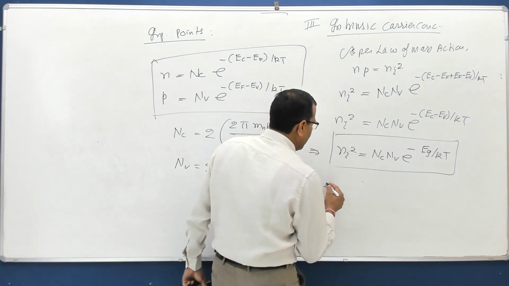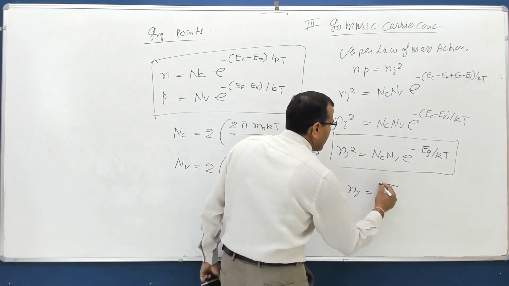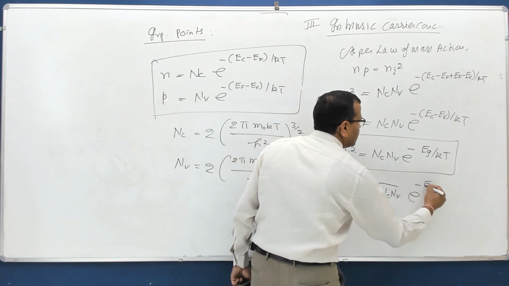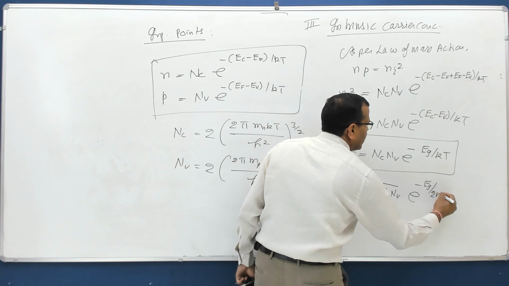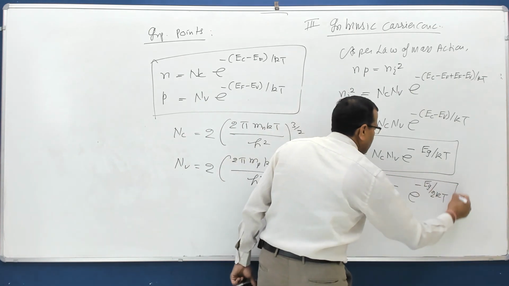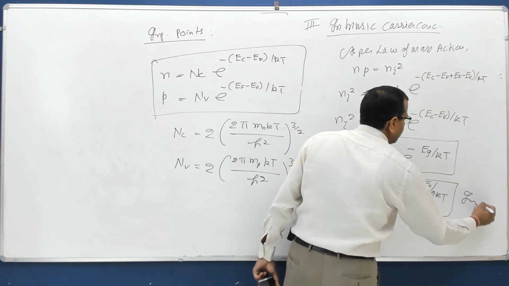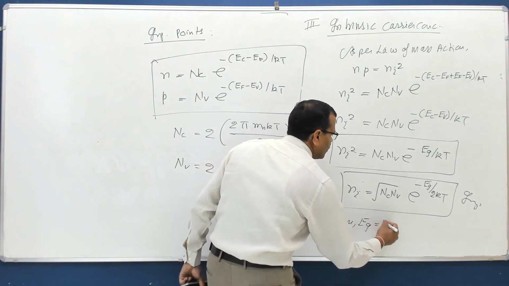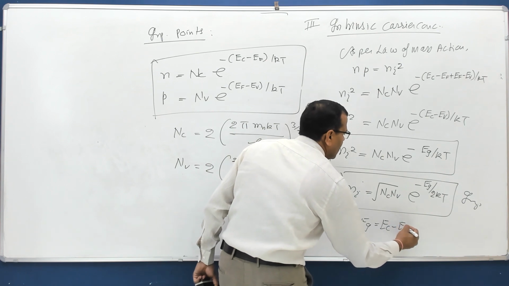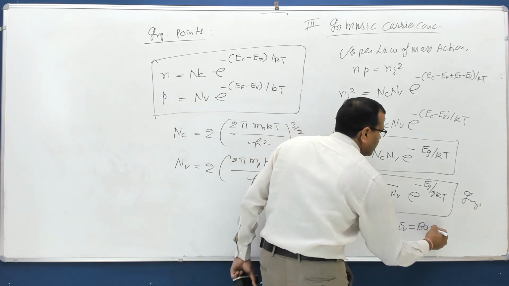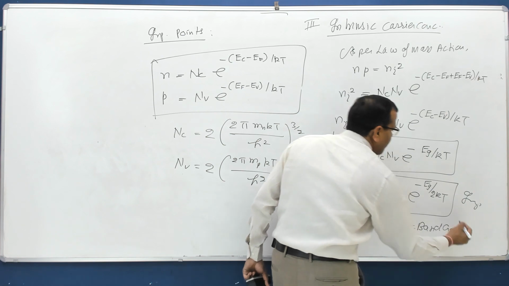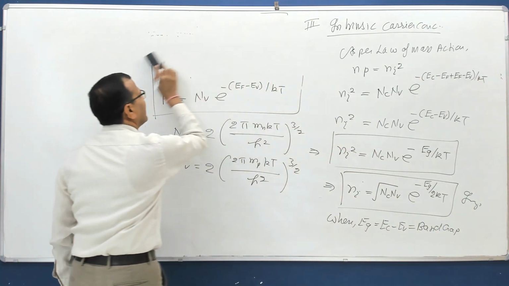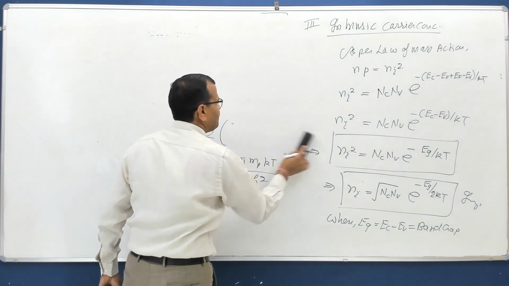This can be written further like this: Ni is equal to under root Nc Nv into e raised to power minus the band gap by 2 Kt. That is another important relationship, where what is Eg? That is band gap is equal to Ec minus Ev, and that is, I repeat, that is band gap or forbidden gap of the semiconductor, that is intrinsic carrier concentration.